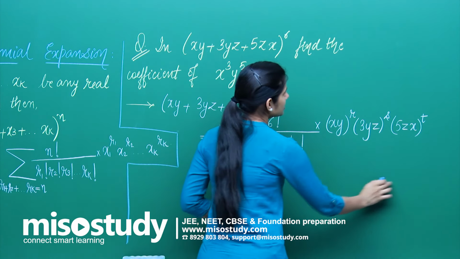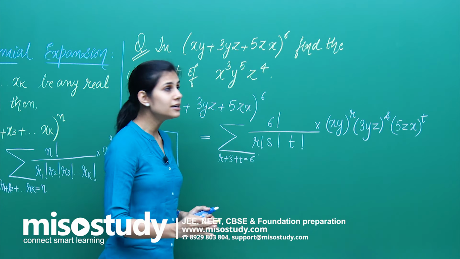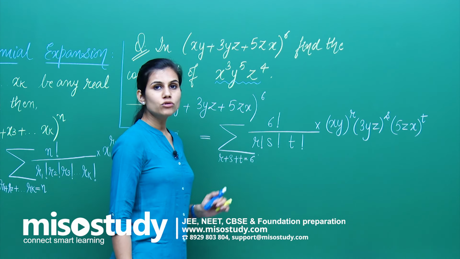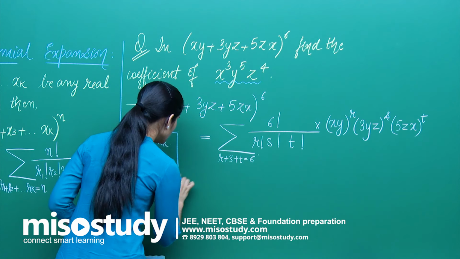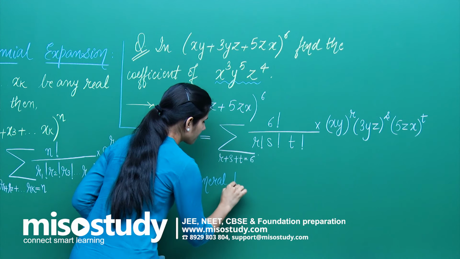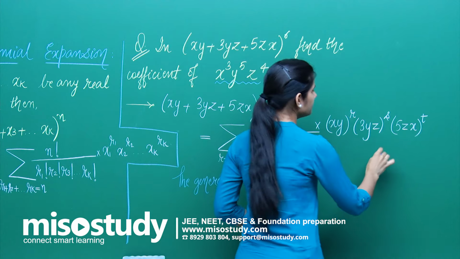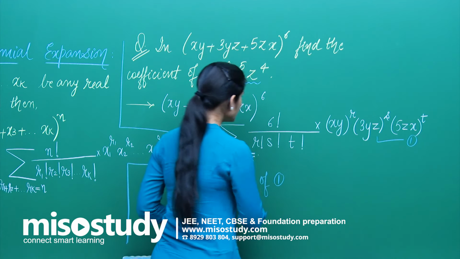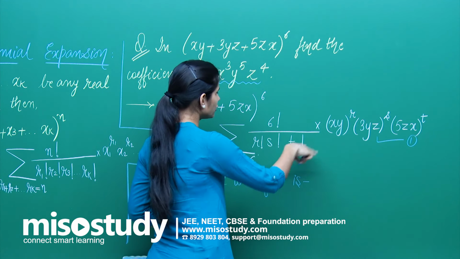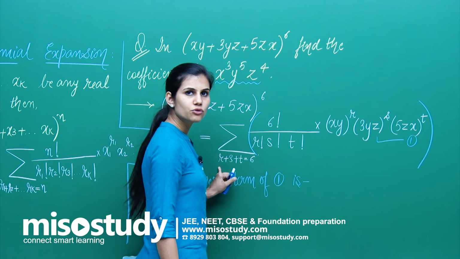If this is what my expansion looks like, I am searching for that term which has this expression. So let's talk about a term in general. The general term of this multinomial expansion is what? It will be from here to here with this condition being true.